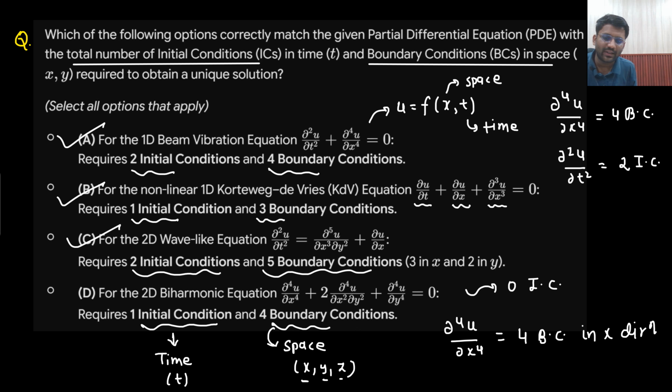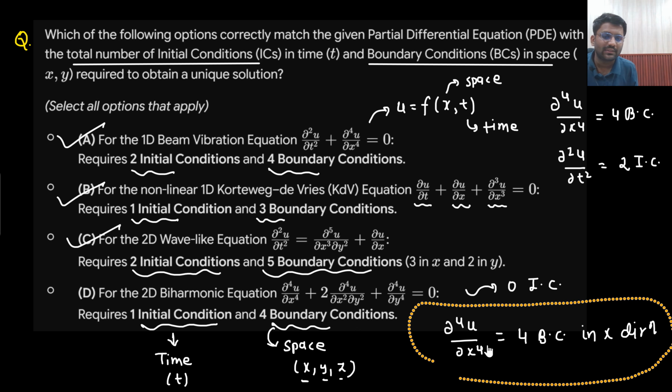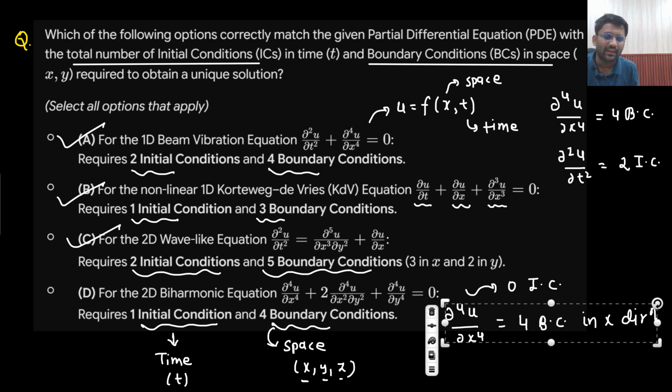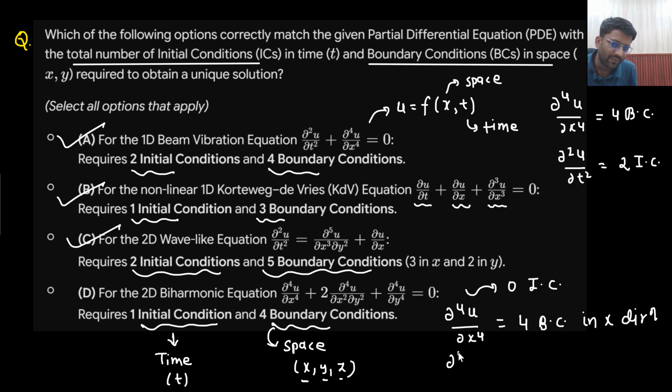And sir, with respect to y, what is the scenario? Sir, u with respect to y has been differentiated 4 times only, a maximum of 4 times. So, 4 boundary conditions you would require in the y direction.